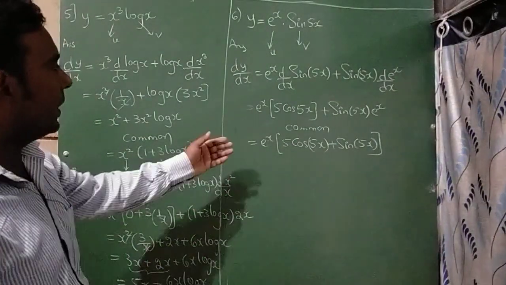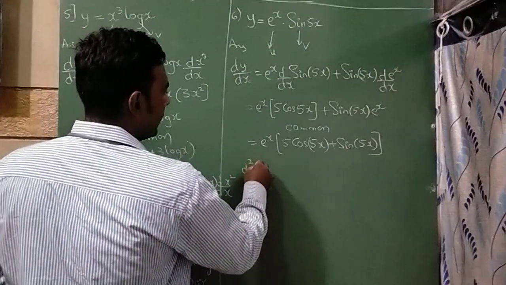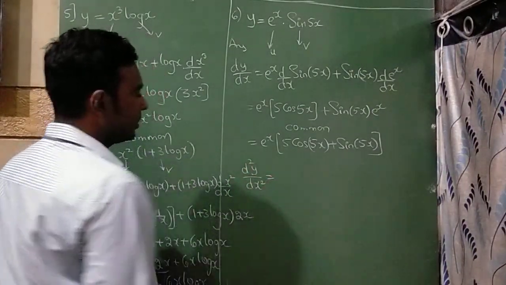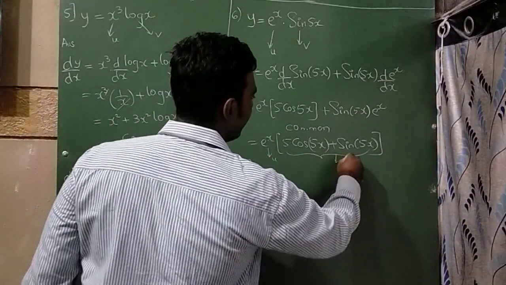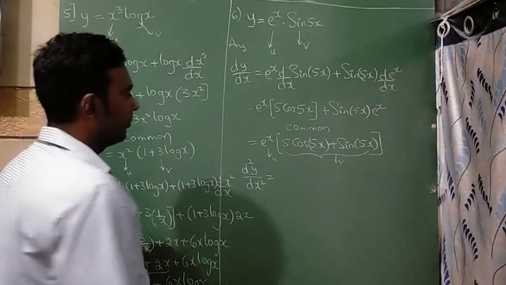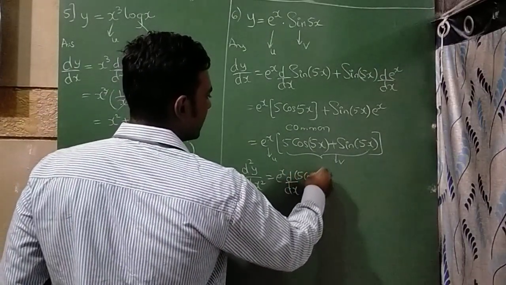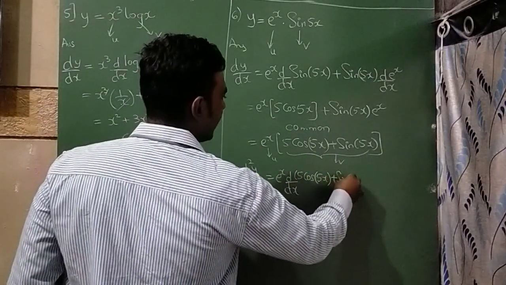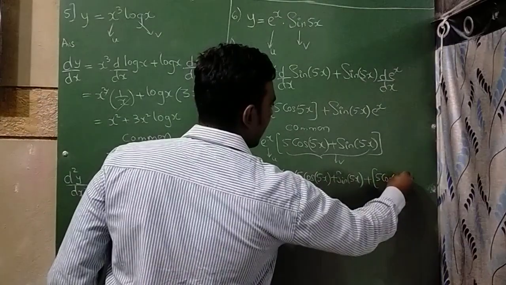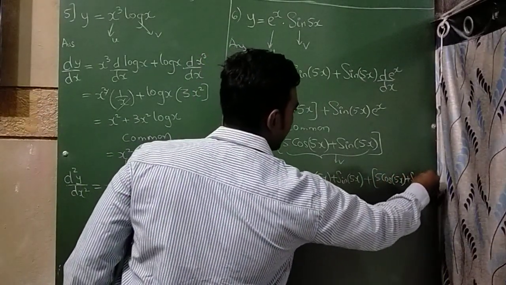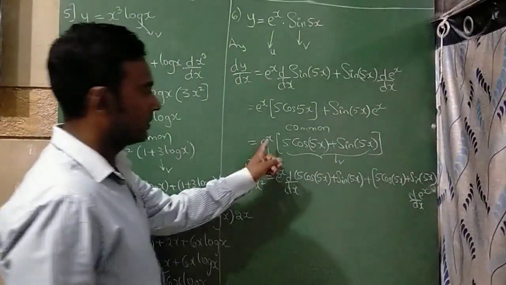Okay, so I need to find one more time derivative of this. So that will become d square y upon dx square. So this is only called as second order derivative. So this will become u and this entire term will become v. Again I need to apply product rule. So it is e raised to x d by dx of (5 cos 5x plus sin 5x) plus (5 cos 5x plus sin 5x) and d by dx of e raised to x.